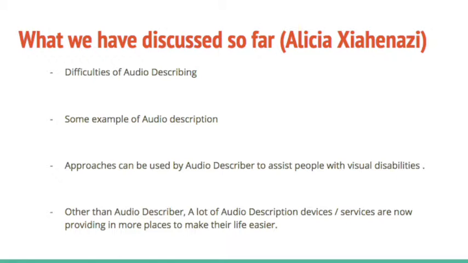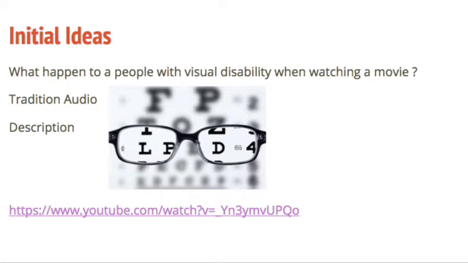And other than audio describers, a lot of audio description devices and services are now being provided in many more places to make their life easier. So now what I will do is present some of my initial ideas based on whatever we just discussed, and also show you some videos about how people with visual disabilities actually live. So here's a short video about what happens to people with visual disabilities when watching a movie. And this is sort of a traditional audio description type.